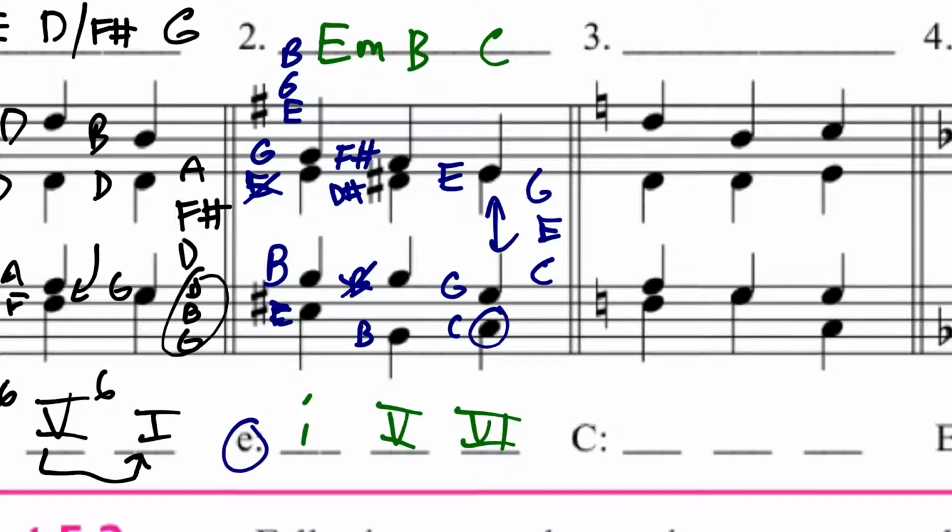So the cadence then ends up being from 5 to 6. Instead of going from 5 to 1, which would be an authentic cadence, it goes from 5 to 6. It deceives us. So we can say this is a deceptive cadence.